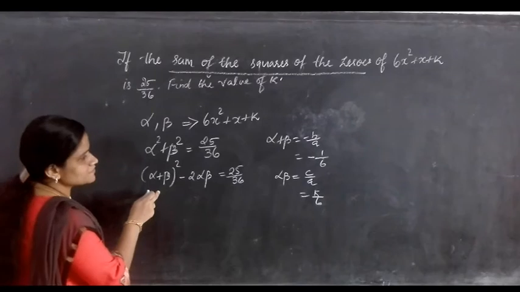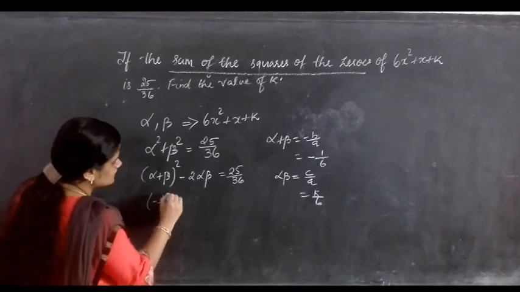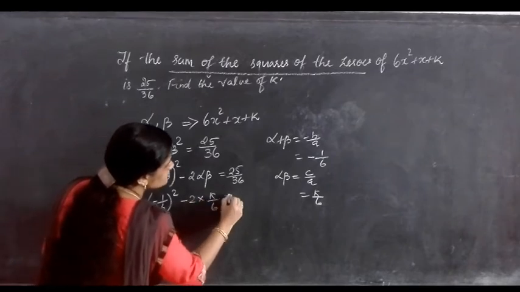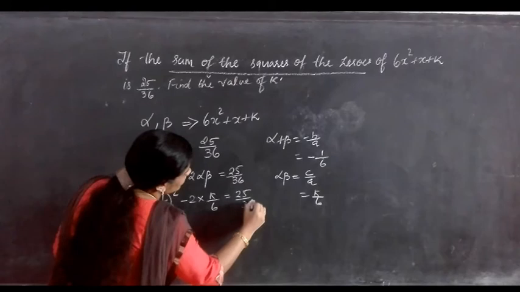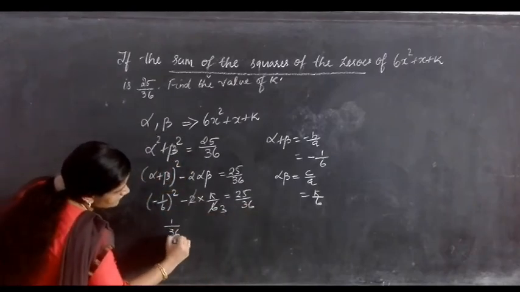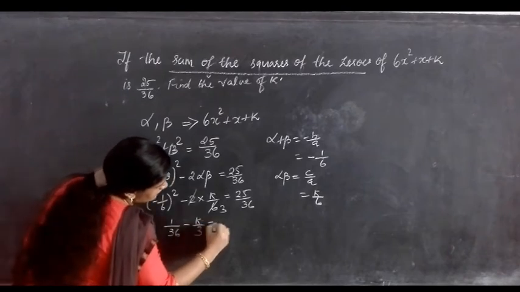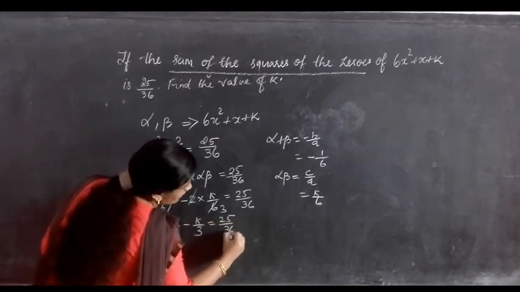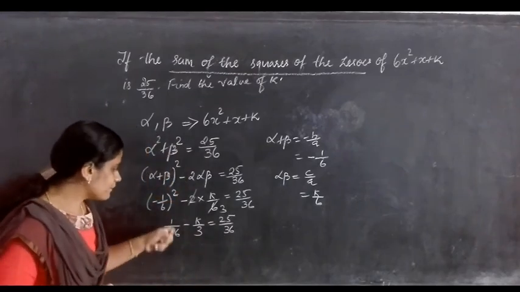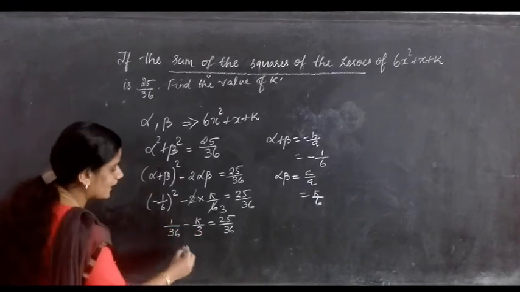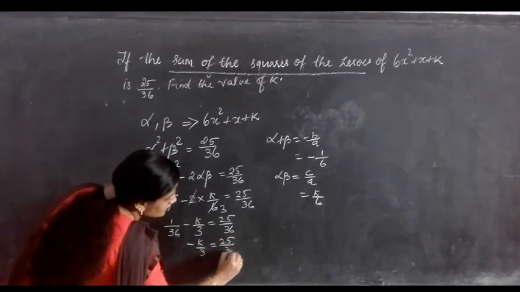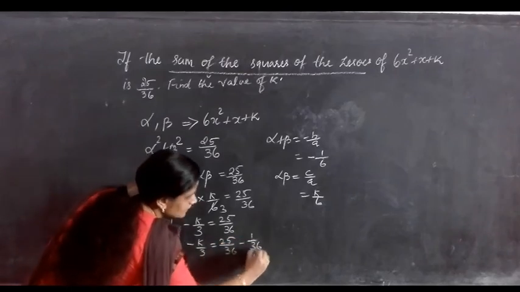Okay, now we are going to substitute here. What do you have? Minus 1 by 6 whole square minus 2 into k by 6 is equal to 25 by 36. Now 2 and 6, 3 times. So here 1 by 36 minus k by 3 is equal to 25 by 36. Is it clear? Now we can take this 1 by 36 to the other side. So what do you have? Minus k by 3 is equal to 25 by 36 minus 1 by 36.